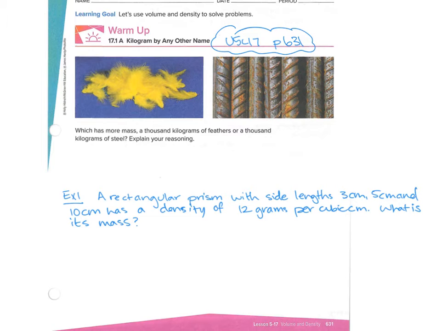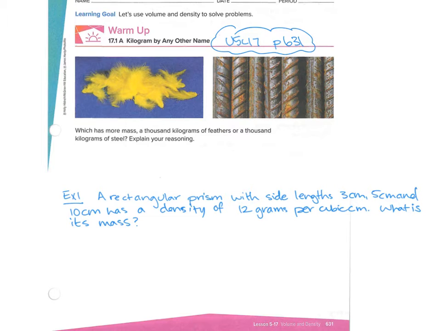Hi Geometry, this is Unit 5, Lesson 17, page 631 of our workbooks. If you could pause this video and give a little space underneath the writing in our workbook and write down example 1, and then come back to the video and we'll get started with the lesson. So welcome back. Let's take a look at 17.1.